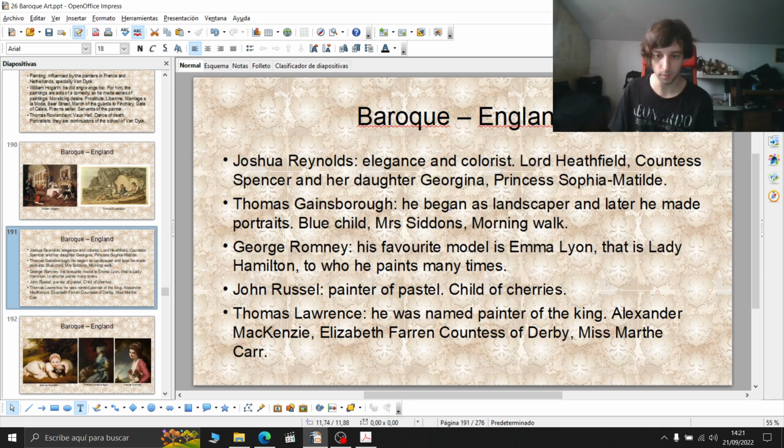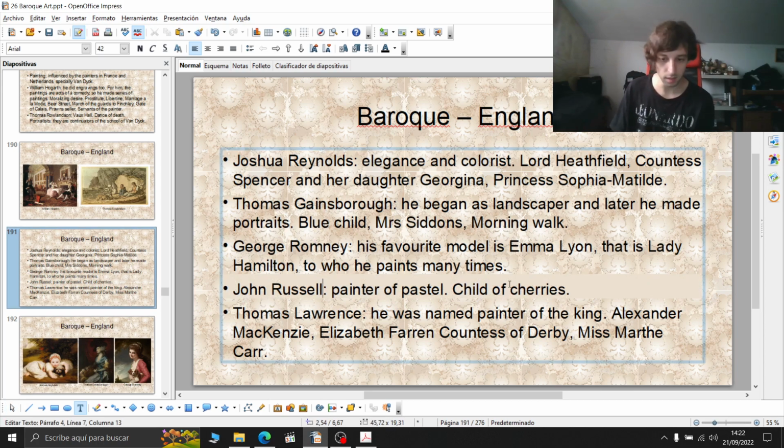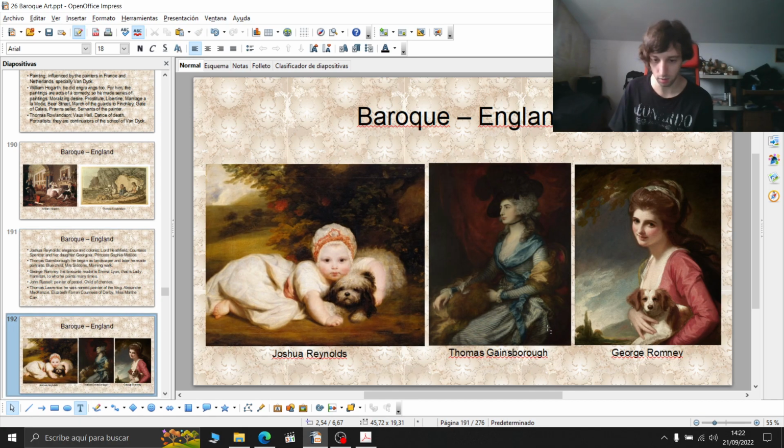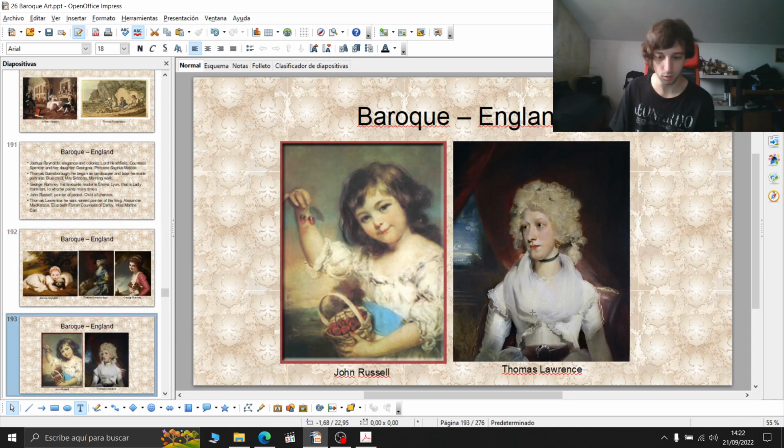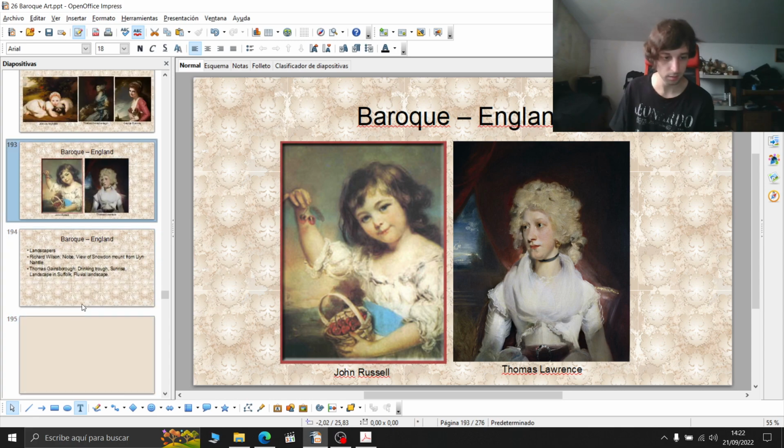Thomas Gainsborough began as a landscapist and later he made portraits. George Romney's favorite model was Emma Lyon, that is Lady Hamilton, whom he painted many times. Then John Russell, painter of pastel, Child with Cherries, and Thomas Lawrence, he was named painter of the king. Here just examples. Here, Joshua Reynolds, Thomas Gainsborough, George Romney, John Russell and Thomas Lawrence.